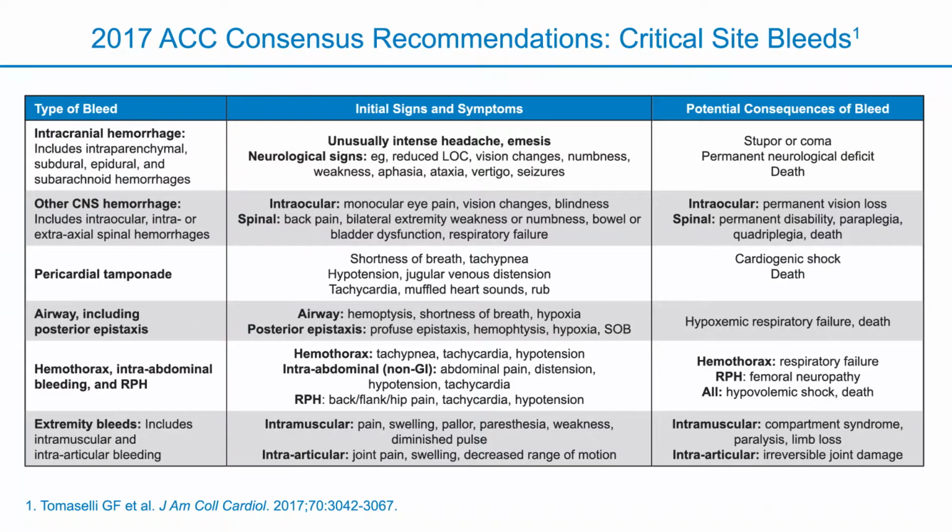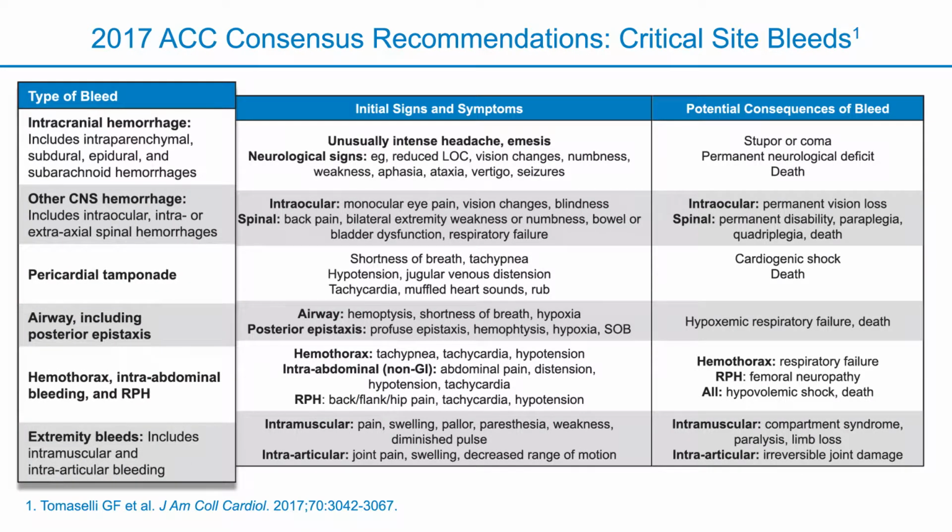Here you see a rather complex chart looking at the evaluation and treatment for critical site bleeds. In the leftmost column, you see the types of critical site bleeds: intracranial and other CNS bleeds, pericardial bleeds, bleeds around the airway, bleeds into the thoracic cavity and the abdominal cavity, and extremity bleeds where you have to worry about intramuscular hemorrhage that can lead to compartment syndrome or intra-articular bleeding.